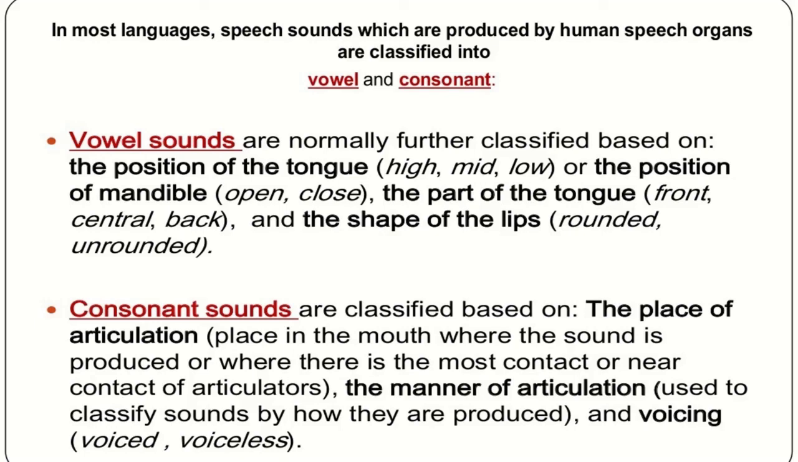Okay, so as today's topic, we have consonant sounds. Again, consonant sounds are classified based on the place of articulation or the place in the mouth where the sound is produced or where there is the most contact or near contact of articulators. The manner of articulation is used to classify sounds by how they are produced, and the voicing, where there is voice and there is voiceless.